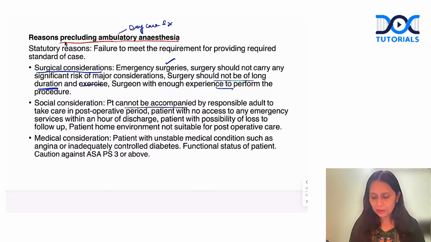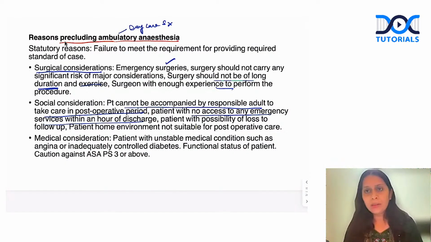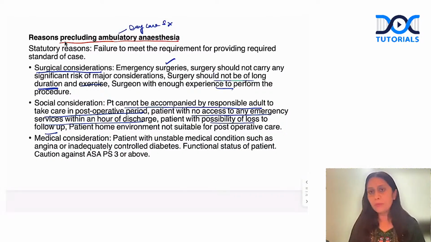The patient cannot be accompanied by a responsible adult to take care in the post-op period. Patient having no attendant, patient with no access to any emergency service within an hour of discharge. So if the patient is going to some remote location, then we cannot discharge that kind of patient. The patient should be able to come wherever he is within an hour if any emergency happens. Patient with possibility of loss of follow-up, where we may not follow up, no phone connection or something like that. Again, if I am getting a patient operated on daycare, I have to take care that I can contact that patient in case of any emergency.